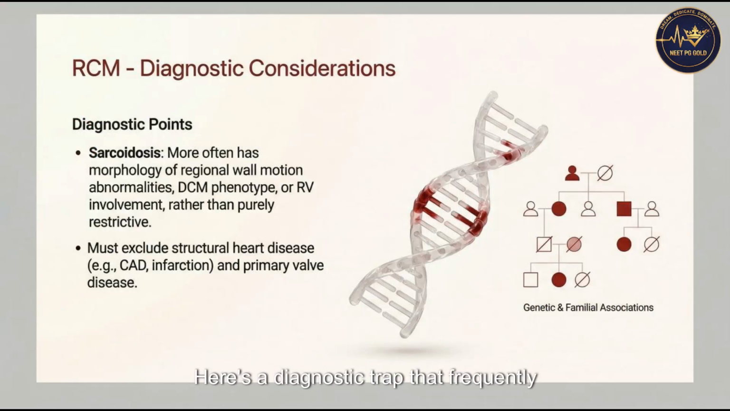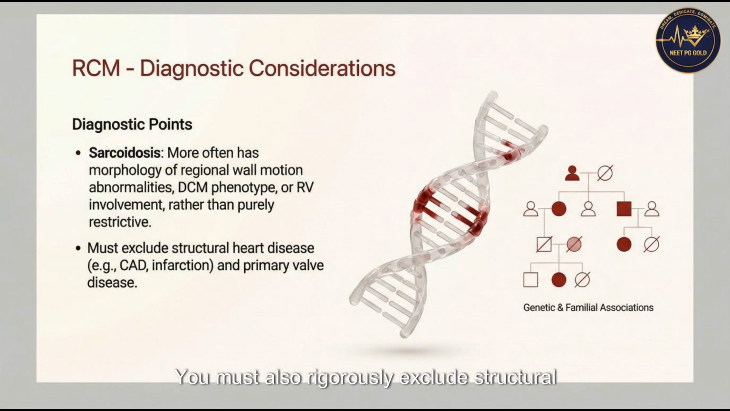Here's a diagnostic trap that frequently catches students off guard regarding sarcoidosis. Although textbooks traditionally list cardiac sarcoidosis under restrictive cardiomyopathy, in clinical practice and on modern exams, it rarely presents as a pure restrictive phenotype. Instead, sarcoidosis more often presents with regional wall motion abnormalities, a dilated cardiomyopathy phenotype, or predominant right ventricular involvement. If a question suggests sarcoidosis, do not just look for restriction. Look for conduction blocks or ventricular arrhythmias, combined with wall motion defects that do not fit a coronary artery territory.